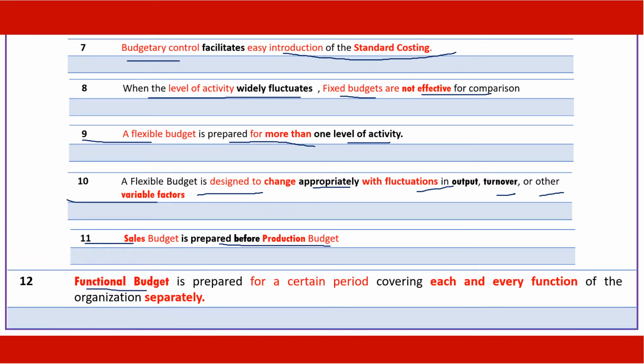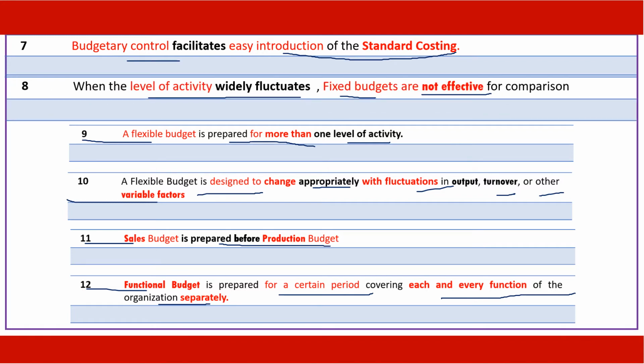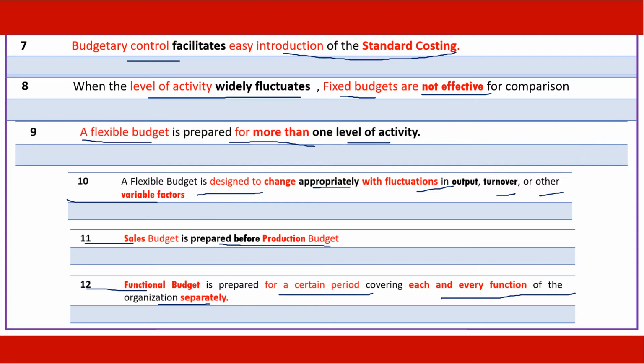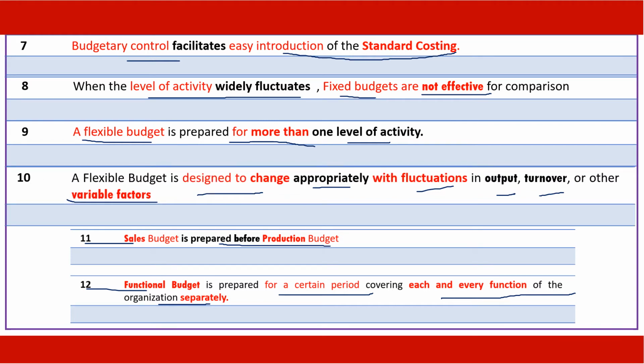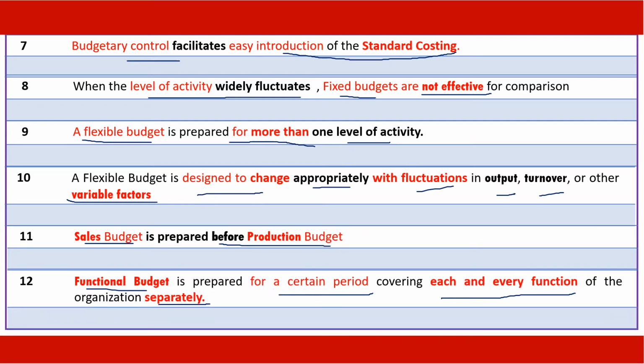Functional budget is prepared for a period and it is prepared for each and every function for the organization separately. It facilitates introduction of standard costing. Fixed budgets are not effective when the level of activity widely fluctuates. There the flexible budget becomes relevant for more than one level of activity. A flexible budget reflects changes or fluctuations in output, turnover, and variable factors. Sales budget comes always first before the production budget.